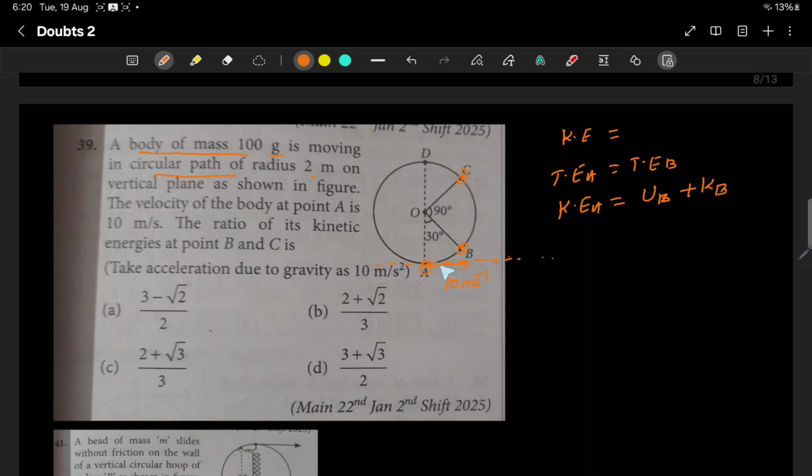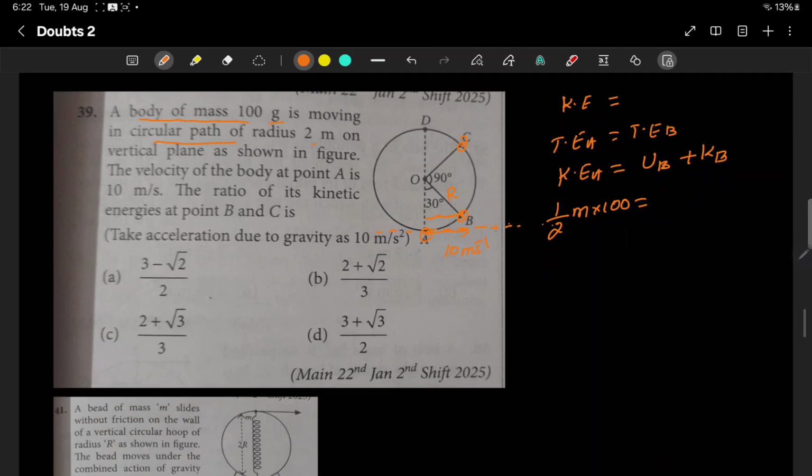This we can use. So at the point A, your kinetic energy will be equal to what? Simply half mv square. So half m, velocity is 10, so v square is 100, half mv square. What will be the potential energy at the point B? We need to find what is this height. So here this is the radius r. I want to find what is this height.